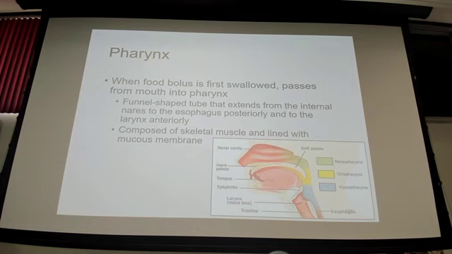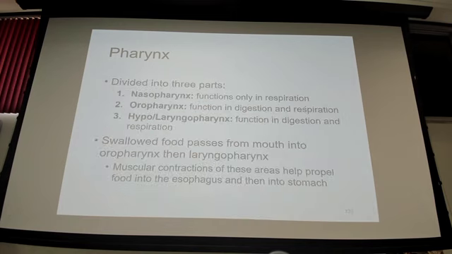So, pharynx, we've got the nasopharynx, oropharynx, and hypopharynx. Most of the tissues in the pharynx are skeletal muscle, so voluntary. Nasopharynx doesn't have a real role in digestion, right? The uvula closes it off because it's really just a breath passageway. Okay. Oropharynx, digestion and respiration, of course, and the hypopharynx, same.